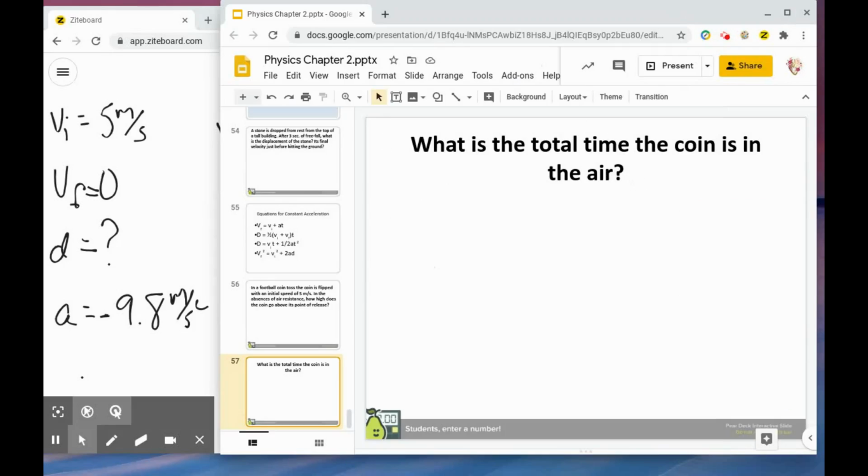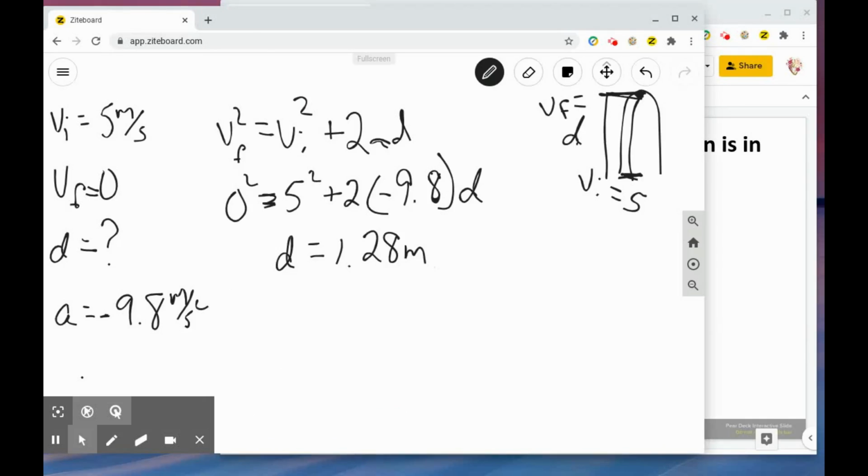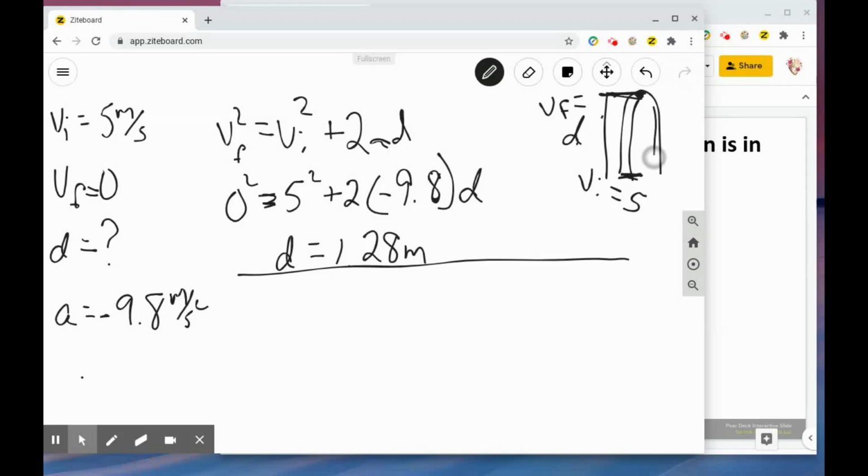So the last part of this problem, it says, what is the total time the coin is in the air? So we just solved the distance for it going up, but it wants total time in the air, so that would be going up and then coming back down. So when we do this, we're going to solve for the time and then double it. So using the information we have, we'll use the VF equals VI plus AT equation. And then once we get T, we'll double that.